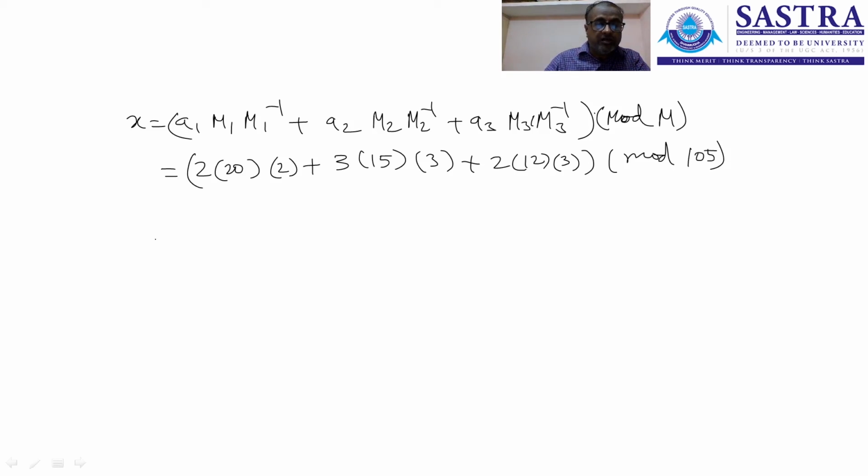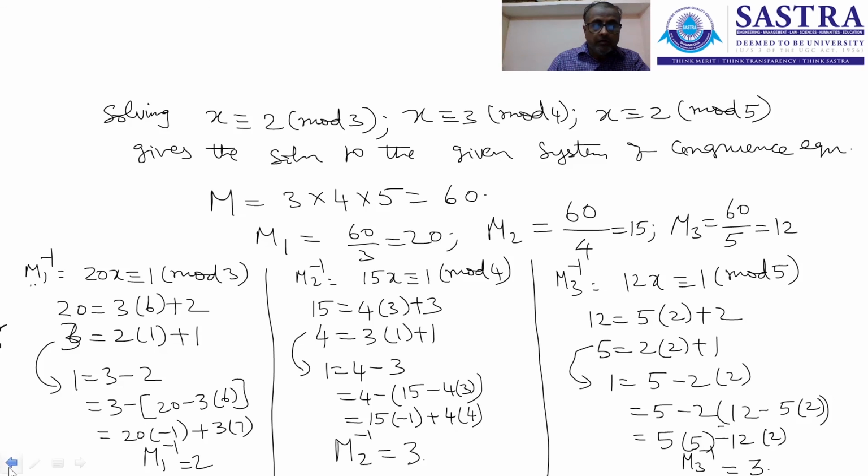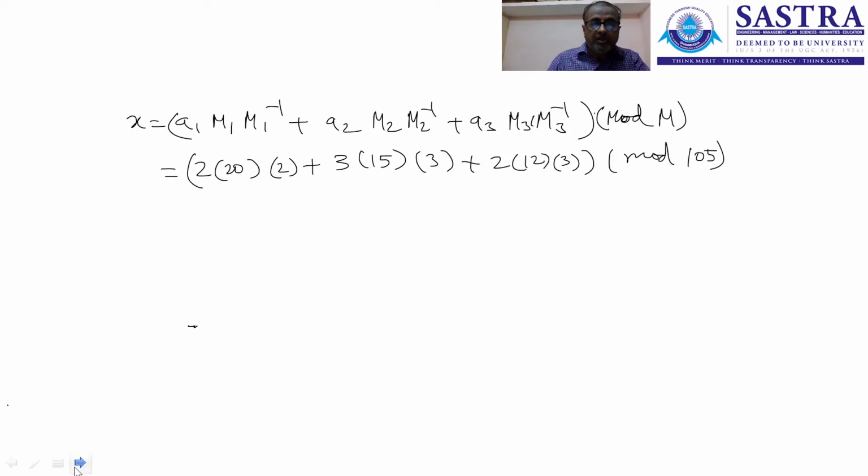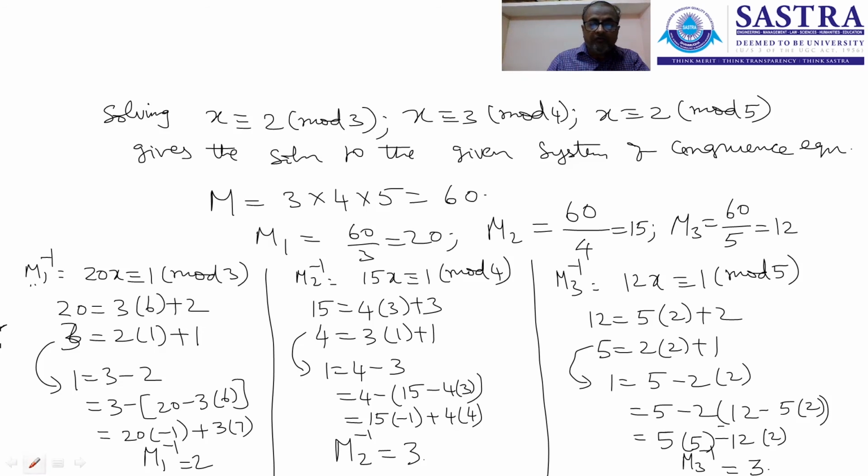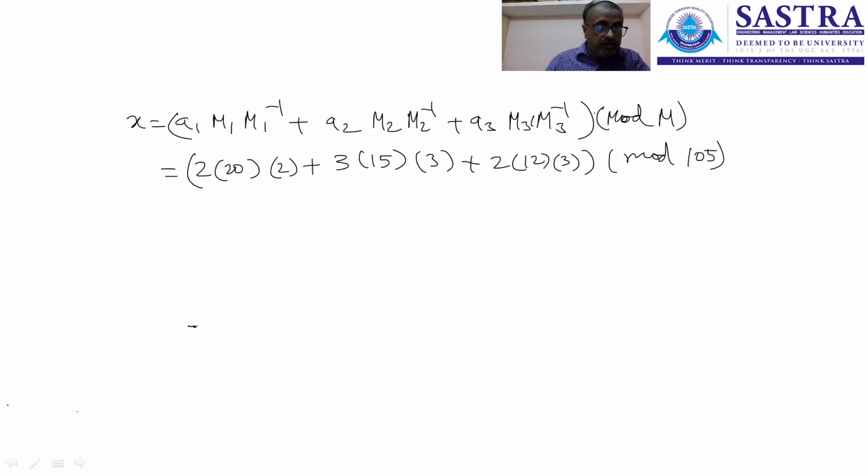Okay, you can just make a check here. m1 inverse, m2 inverse, m3 inverse are 2, 3, 3. a1, a2, a3 are 2, 3, 2. And m1, m2, m3 are 20, 15, 12. And m was not 105. It is 60. Okay, not 105. So let me rewrite this. This would be 60. Okay, I have 60 here.